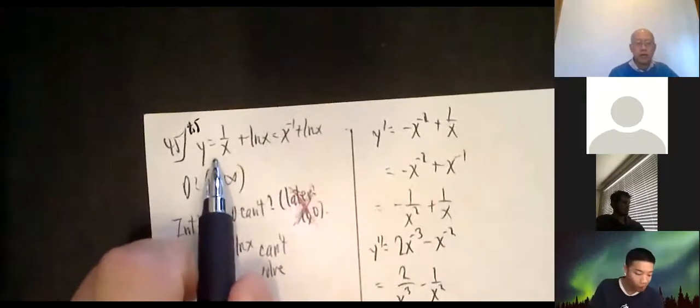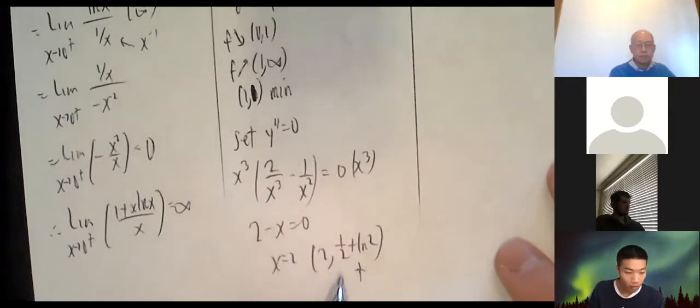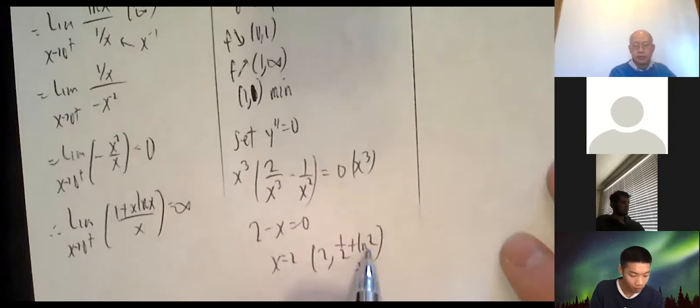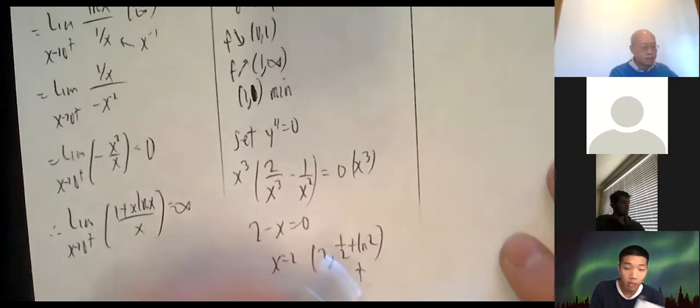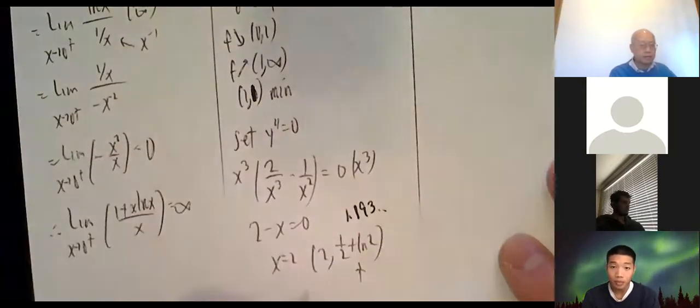Plug in 2. 2 comma 1/2 plus ln 2. Not very comfortable. See, this is about 0.6, 0.5, so it's about 1.1 roughly. 1.193, I think.